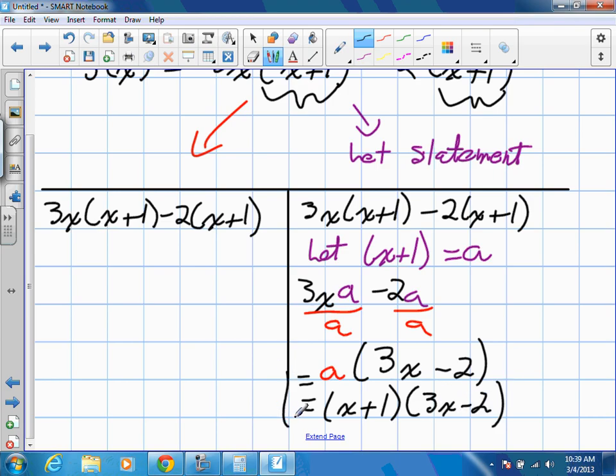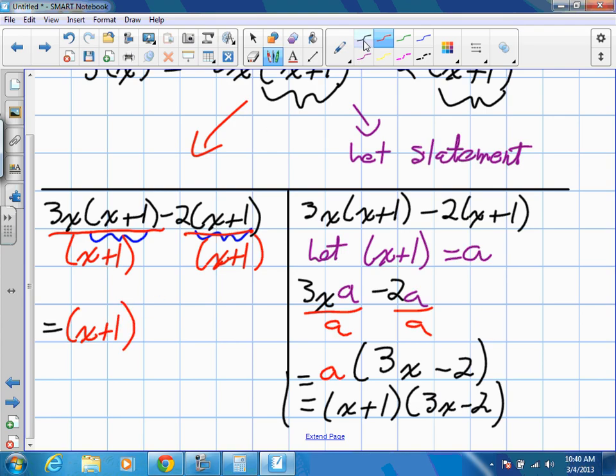Now, let's say we did it without the let statement. What you would have to do is recognize that there's an x plus 1 in both of these, and we'll be dividing each term by x plus 1. That seems a little more difficult to look at, but it's still the same idea. Because we're dividing each by x plus 1, it comes to the outside, and in our new set of brackets, the x plus 1 and x plus 1 cancel out.